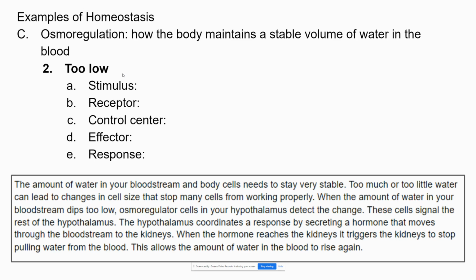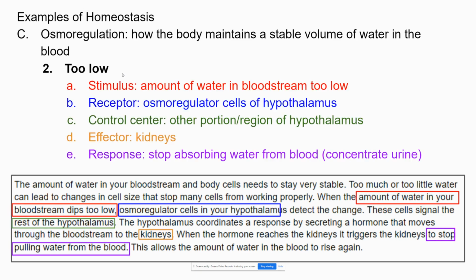Did you get this? Okay, not too different. The amount of water in the bloodstream in this case is too low. It dropped below the set point. So the same cells are going to be acting as the receptor. The osmoregulator cells are detecting the drop in water level in the blood, and they will communicate to the other portion of the hypothalamus, which is still the control center in this case.